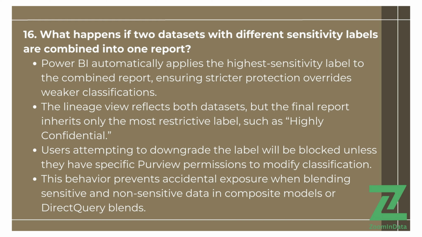Power BI automatically applies the highest sensitivity label to the combined report, ensuring stricter protection overrides weaker classifications. The Lineage view reflects both datasets, but the final report inherits only the most restrictive label, such as highly confidential. Users attempting to downgrade the label will be blocked unless they have specific Purview permissions to modify classification. This behavior prevents accidental exposure when blending sensitive and non-sensitive data in composite models or DirectQuery blends.